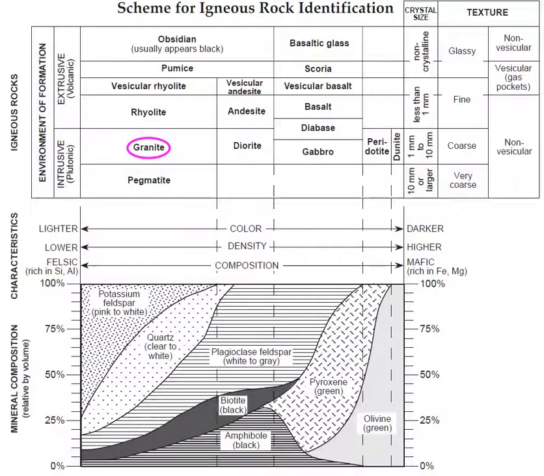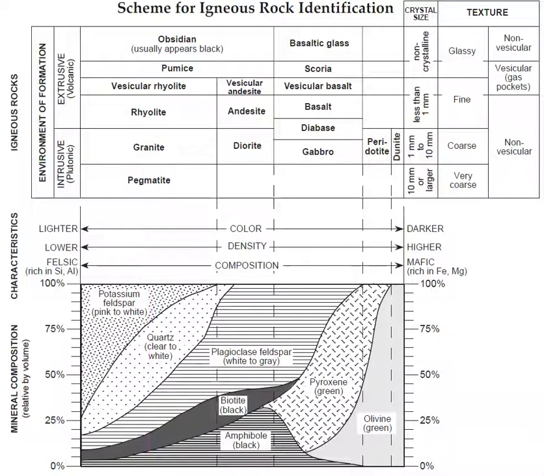All right, so how do we start looping in some of the characteristics and the mineral composition to this? It's actually quite easy. You just need to know what you're doing first. We can just drop a line straight down to the bottom, and we can see that granite falls towards the lighter side of the color spectrum. And because it's lighter in color, we know that it has a relatively lower density than darker igneous rocks will. And we say that its composition is more felsic. That means it has more silicon and aluminum in it. And then in the very bottom chart, we can see it has potassium feldspar, quartz, plagioclase feldspar, biotite, and amphibole in its composition.